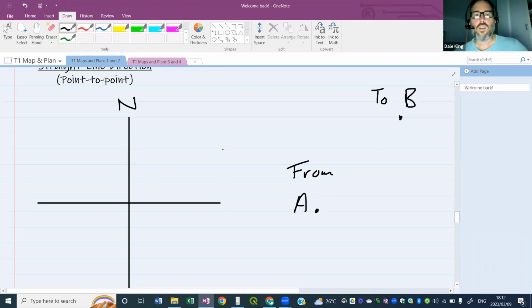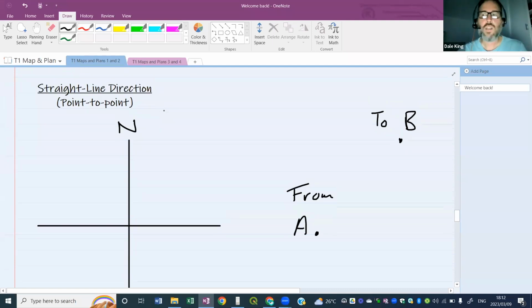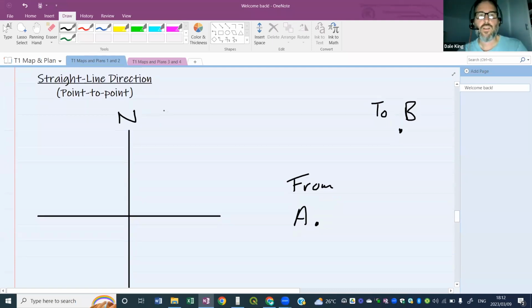A map that covers a certain area should have a north compass arrow. Sometimes it's just one arrow pointing up to an N like that. Sometimes they'll put in all the compass points for you, but you will always get to know where north is. And if they give you a map with north on it, they're likely going to ask you a direction question. This type of direction is called straight line direction. We'll talk about another direction later on, but this is straight line direction from point to point.